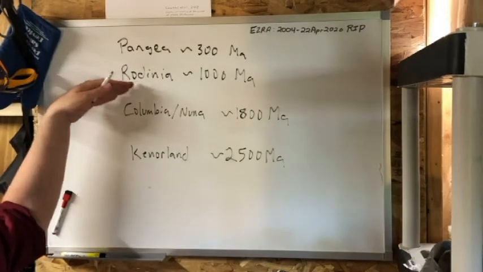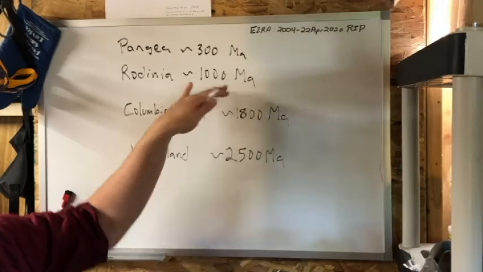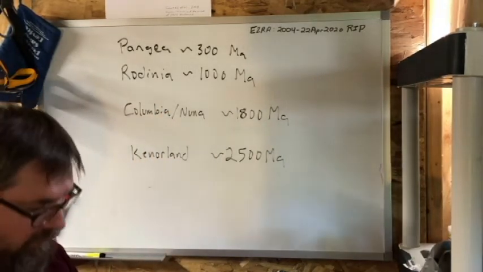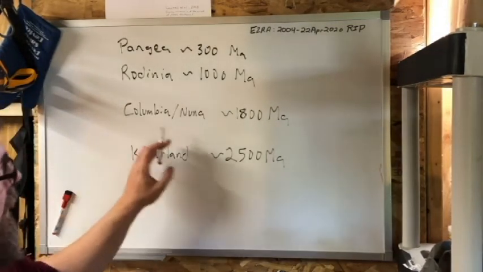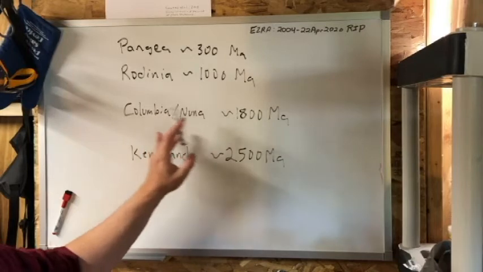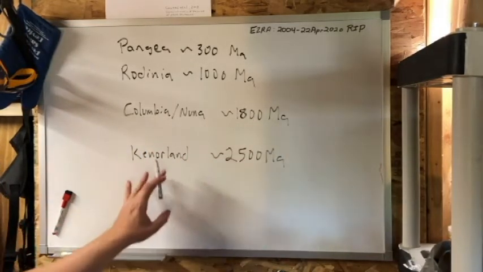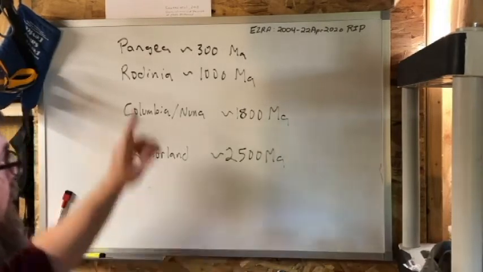Rodinia, we're starting to get really good reconstructions. About 1 billion years ago. These are the heights of their assembly. All right, and some existed a little longer, some existed a little less, some had accretions later, some did not. You go back, you have Columbia/Nuna, they're the same thing, about 1800 Ma. And Kenorland, approximately 2500 Ma. Now here you start running into problems.